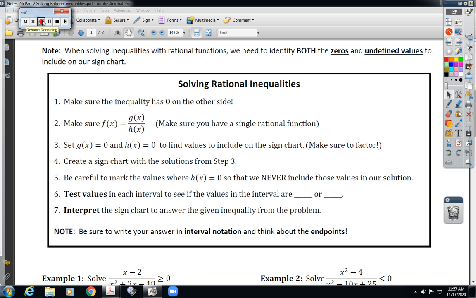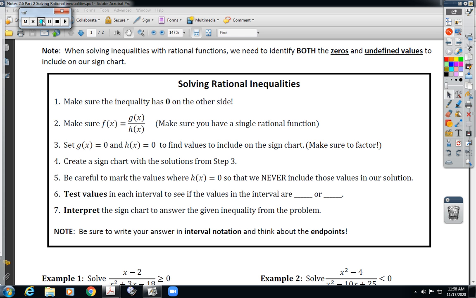Okay, so when we are solving a rational inequality, we've got some added steps to what we had before. We are still going to make sure that the inequality has a 0 on one side. That's going to be important. So everything has to be on one side. It has to be less than 0 or greater than 0. Then we need to make sure that it is in the form f of x equals g of x over h of x, which means it's one fraction. We don't want to have like a fraction plus a whole number. We want to have one fraction.